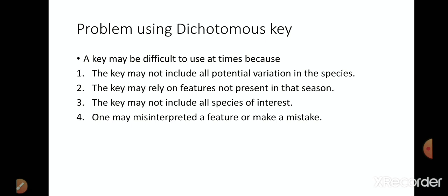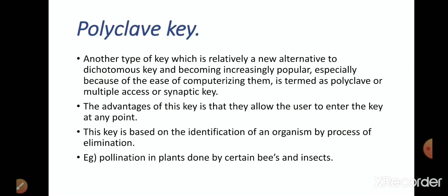To avoid these disadvantages, scientists researched another type of key, which is relatively new, the polyclave key. This is another type of key, a relatively new alternative to the dichotomous key, and it is becoming increasingly popular, especially because of the ease of computerizing them. The term is polyclave, also called multi-access or synoptic key.